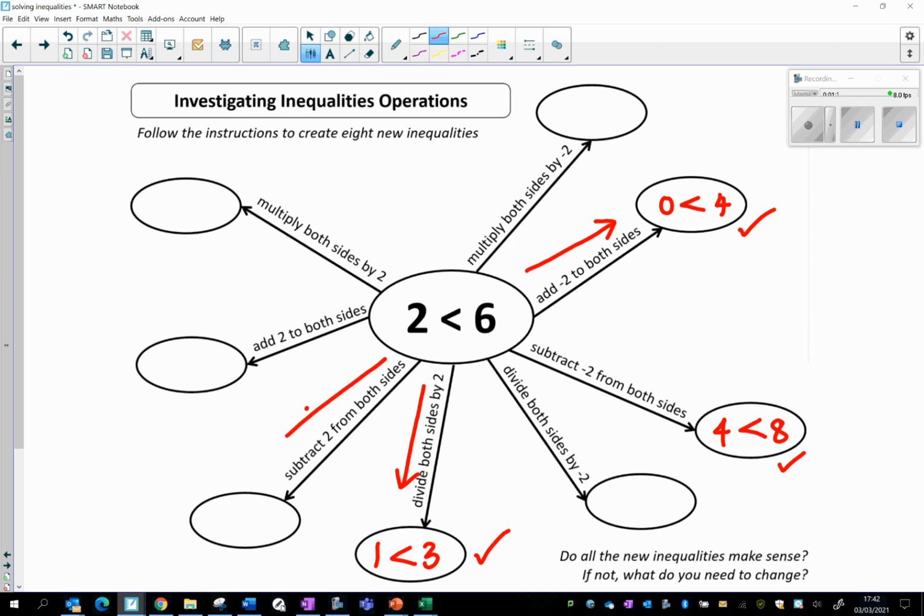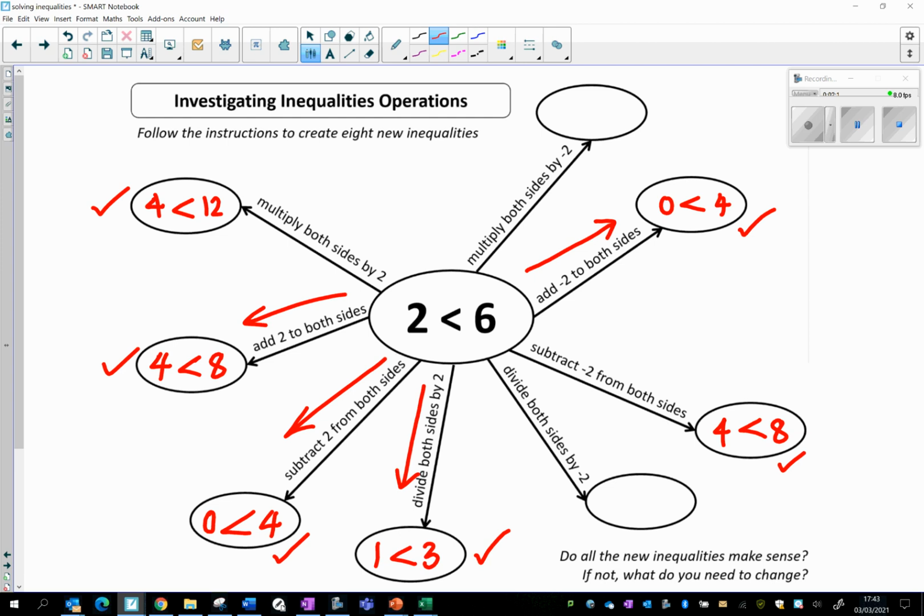Okay, going this way, subtracting 2 from both sides. 2 take away 2 is 0. 6 take away 2 is 4. It's actually the same as that one top right, isn't it? Still a true inequality. What about going this way? Adding 2 to both sides. So that becomes 4 is smaller than 8, which is the same as subtracting -2. So it's the same as this one over here, bottom right. Still a true inequality. Okay, let's have a look at the top left one here. Multiply both sides by 2. 2 times 2 is 4. 6 times 2 is 12. The inequality is still true, isn't it? 4 is smaller than 12.